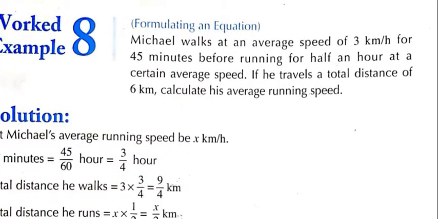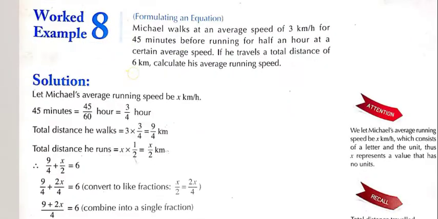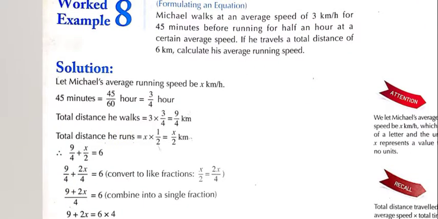For now, we see different units here. This one is in hours. This one is in minutes. So we have to make them the same unit. So let's change minutes to hours first by dividing by 60. So 45 divided by 60 becomes 3/4 hour.